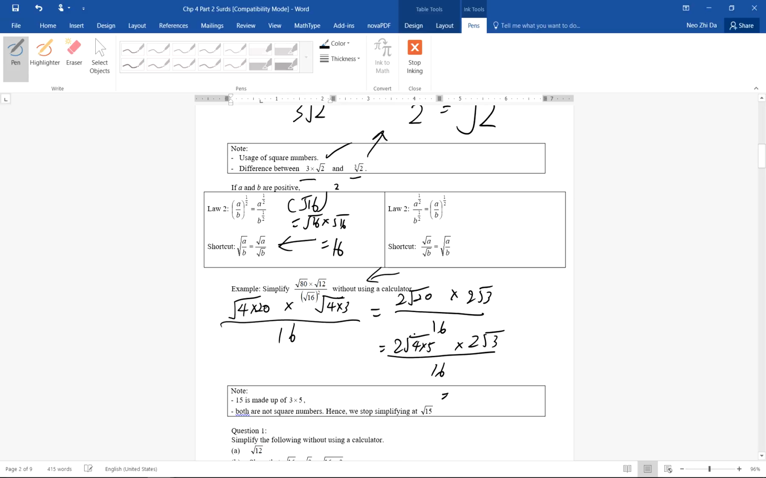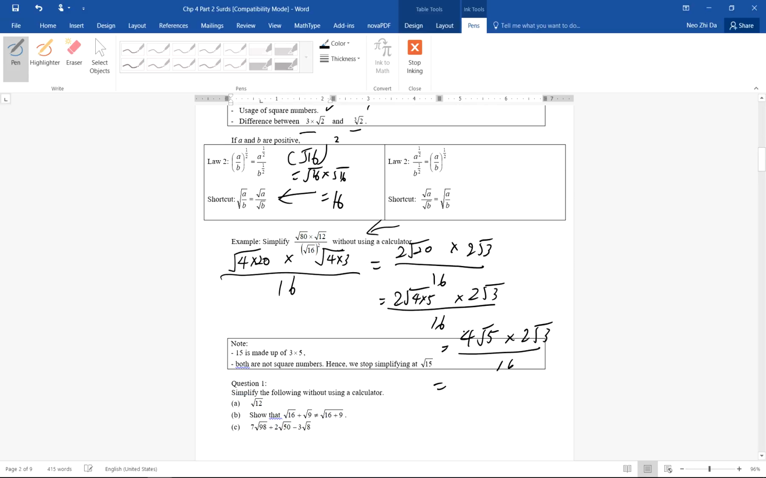Square root 4, answer is 2. Bring the 2 out. 2 times 2 equals 4. 4 square root 5 times 2 square root 3. Now, number times number, 4 times 2, answer is 8. Square root 5 times square root 3, combined together becomes square root 5 times 3, 15, over 16. Further simplified, it becomes square root 15 over 2. Now, if you were to use a calculator, you will definitely get a decimal over here. So this is where they will catch you.